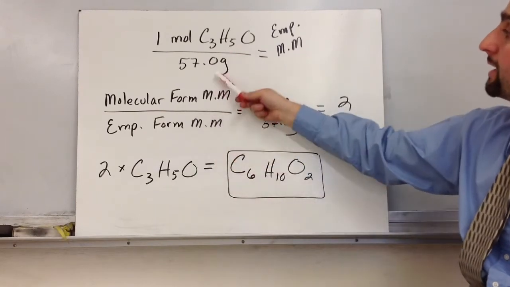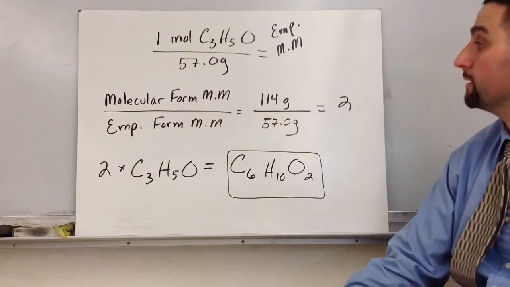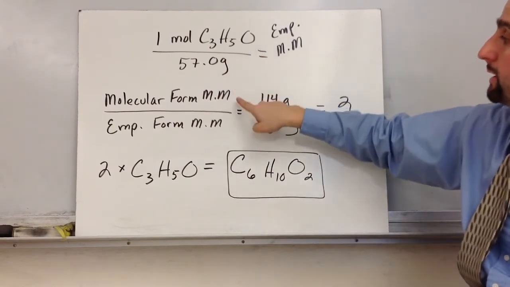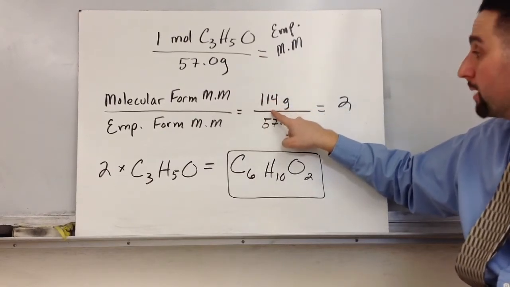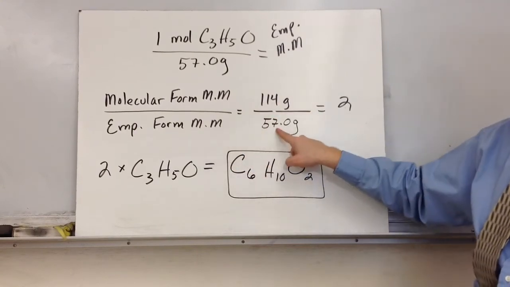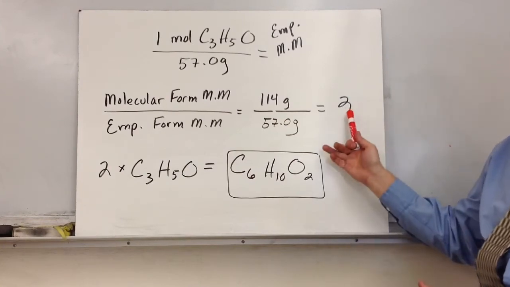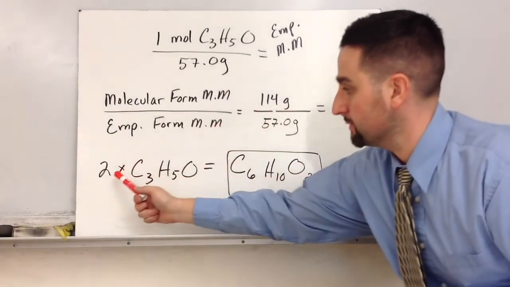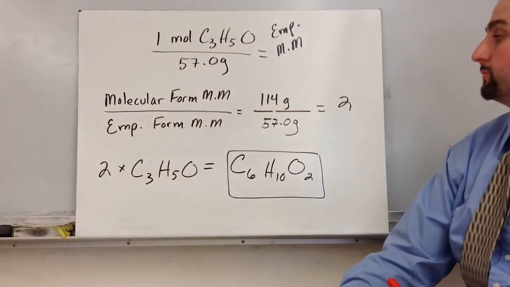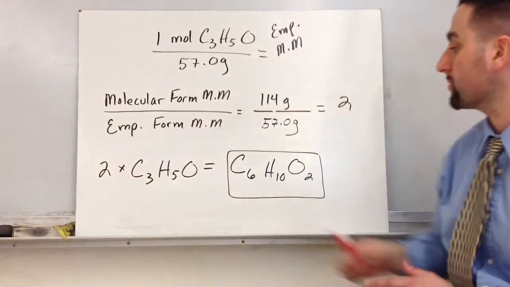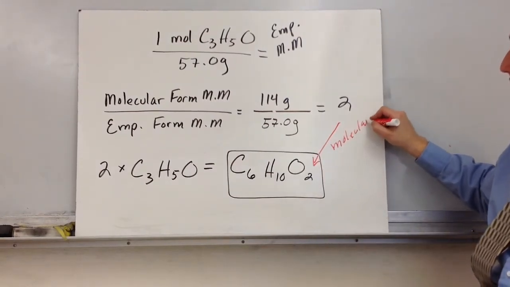So I need to find out how many times the molecular formula is a multiple of the empirical. The way to figure that out, I take my molecular formula's molar mass, which was 114, given in the problem, and I divide that by the molar mass of the empirical, which we just figured out. It's a factor of 2. So my last step is I take my factor, and I know that my actual formula is double my empirical formula. So I multiply the 2 throughout all the subscripts, and this, folks, is your answer. This is your molecular formula.